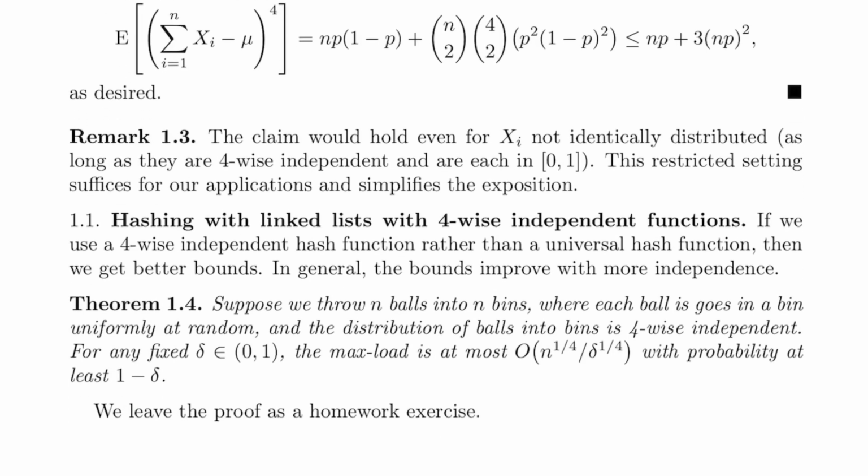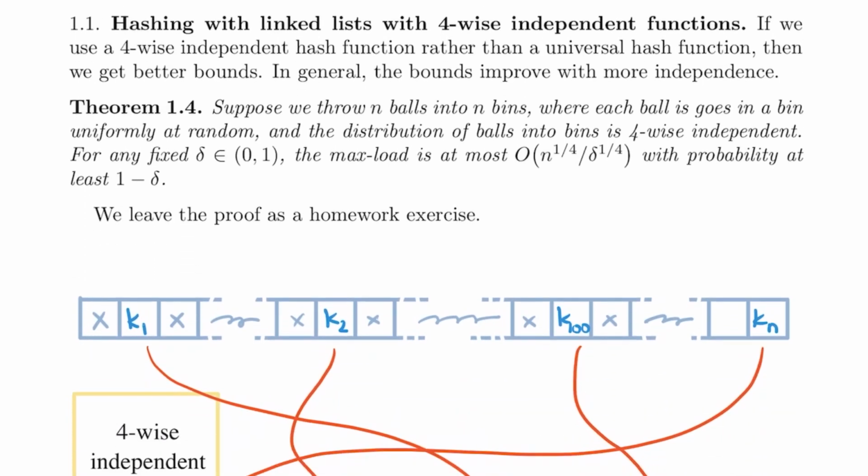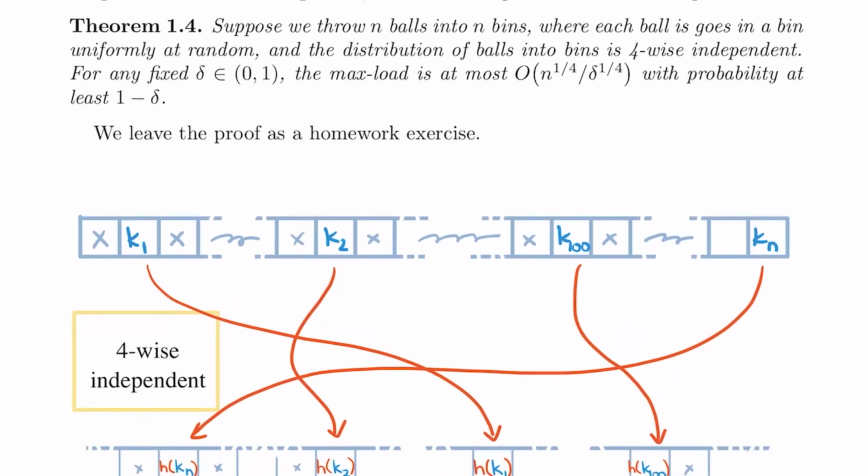We can go back to the hash table data structures from before and consider what would happen if we use a fourwise independent hash function rather than the universal hash function we used last time. Theorem. Suppose we throw n balls into n bins, where each ball goes into a bin uniformly at random, and the distribution of balls into bins is 4-wise independent. Then for any fixed probability of error delta between 0 and 1, the max load is at most big O of n to the 1/4 divided by delta to the 1/4, with probability at least 1 minus delta. We leave the proof as a homework exercise.